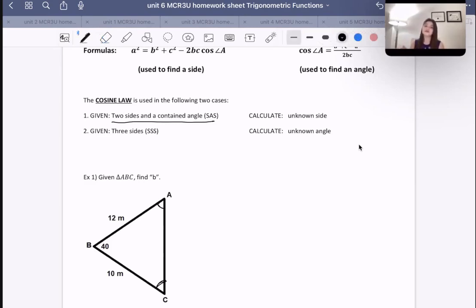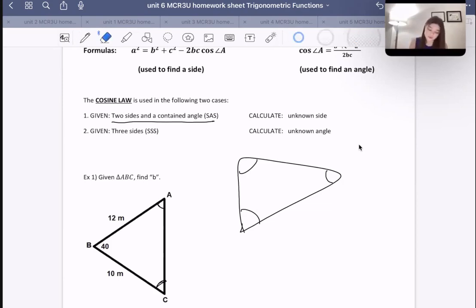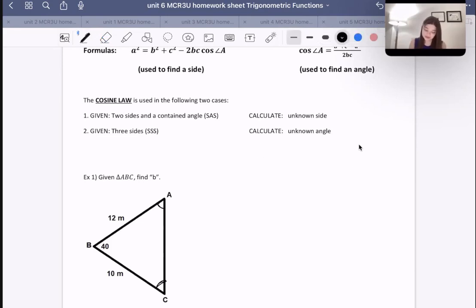The other scenario is three sides, right? Let's say we knew all three of the sides. We know what A, B, and C are, but we don't know any angles. Well, sine law requires us to know at least one angle. So if we don't know any angles, we're going to have two unknowns. We'll know the two sides, but we're not going to know the two angles. So we won't be able to use sine law to solve. So those are the only two scenarios where we have to use cosine law to solve.